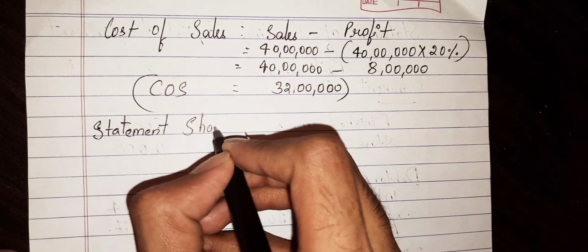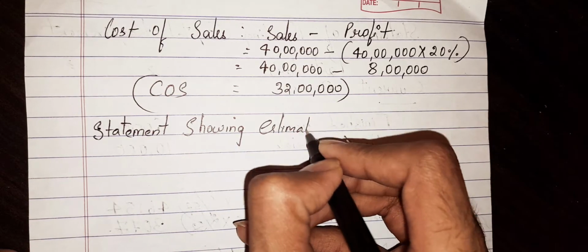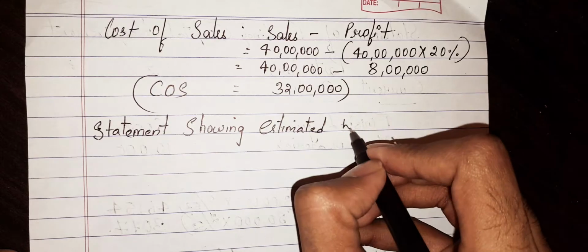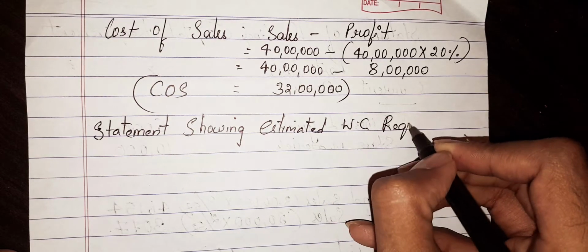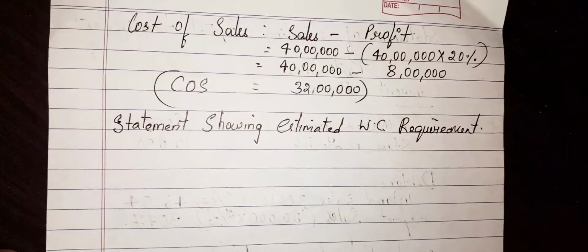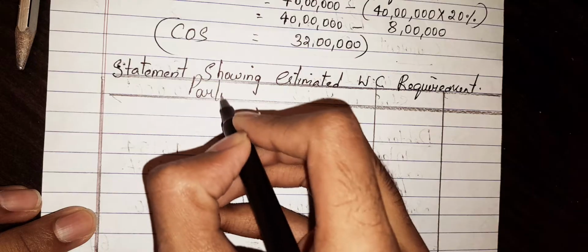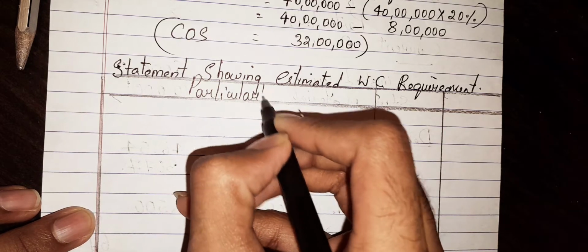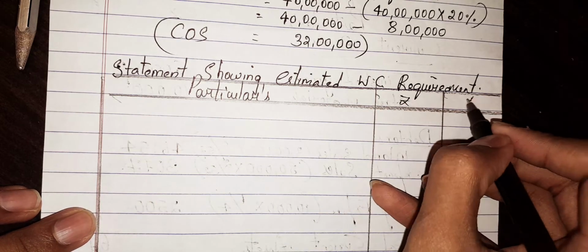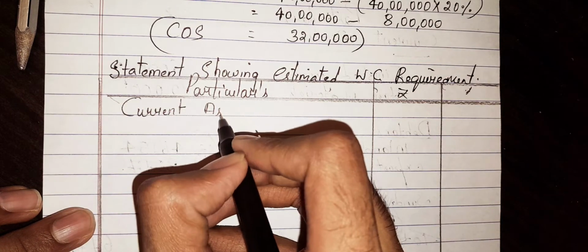Statement showing estimated working capital requirement. We need to have 3 columns: particulars, amount column and amount column. First you have to take current assets.